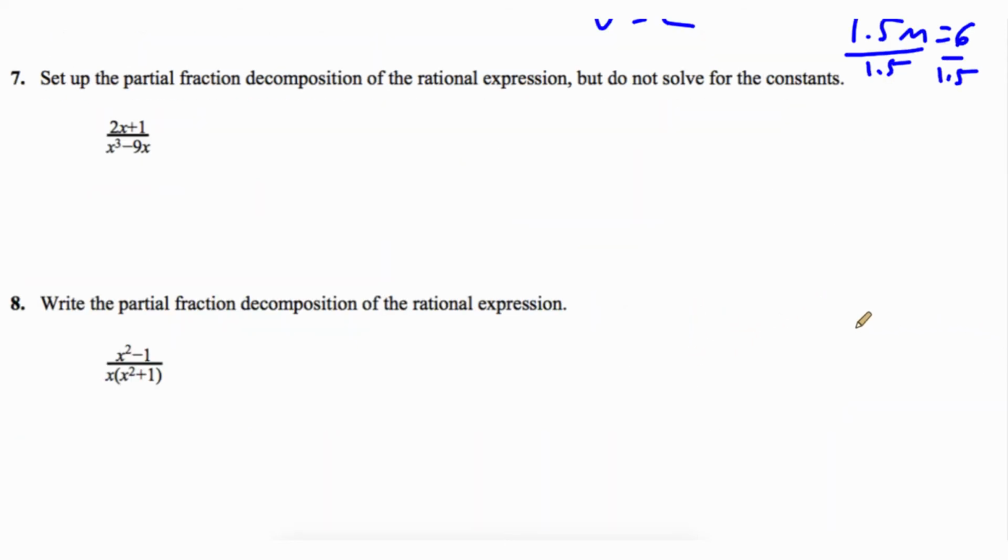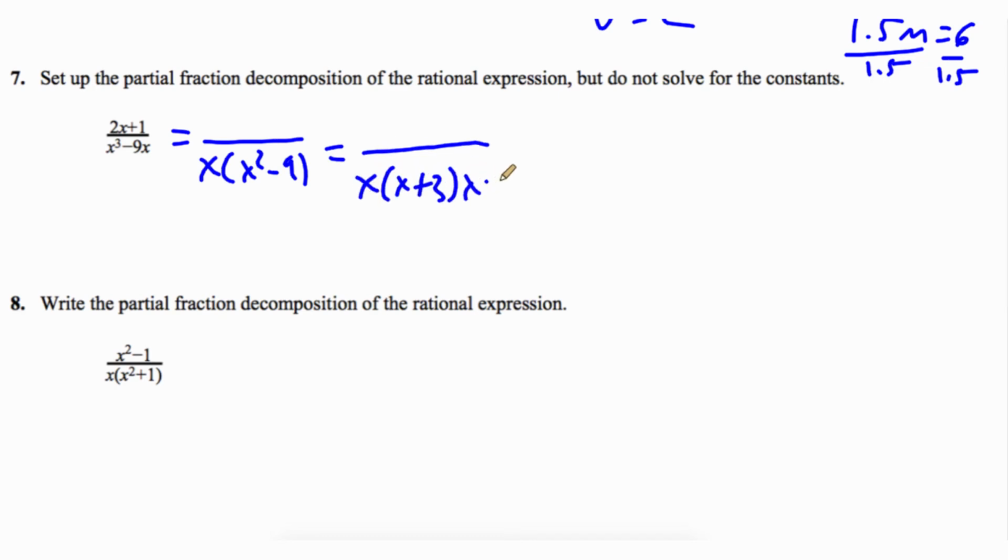In number 7, we're going to look at setting up our partial fraction decomposition, but we are not going to solve for our constants. As we're looking at this rational expression, the first thing we want to do is factor out the bottom. First thing I see is we can pull out a GCF of x, so we get x times x squared minus 9. But then I notice we can do a little bit more factoring. The x squared minus 9 is a difference of perfect squares, so we can split that up into x plus 3 and x minus 3.